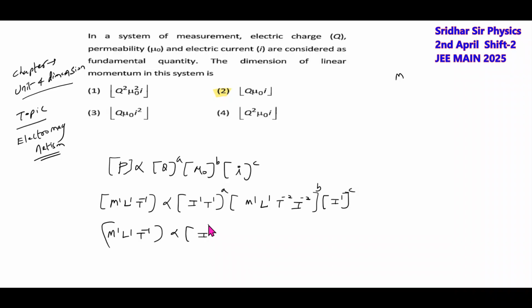I will be A minus 2B, or say, first we'll start with M1. M^B, L^B, T will be A minus 2B, I will be A minus 2B plus C. Equating powers, we'll equate the powers. The dimensions of M, you check it here. So B equal to 1.